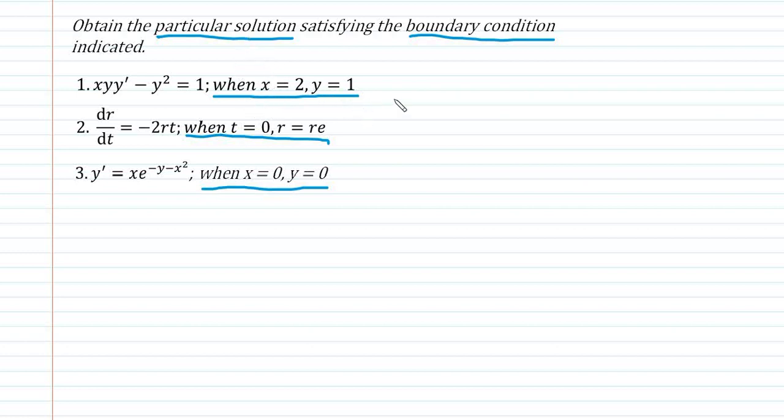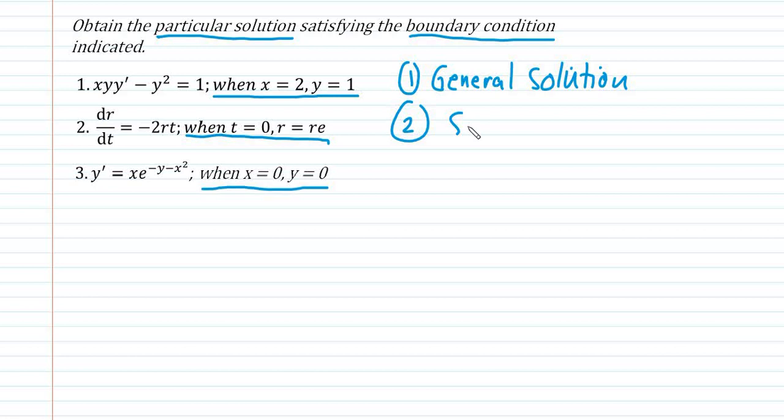So that's the first step. Know the general solution. The first step is to solve for the general solution. Okay. Let me erase that. Know the general solution of the problem, and then after that, substitute the boundary condition.